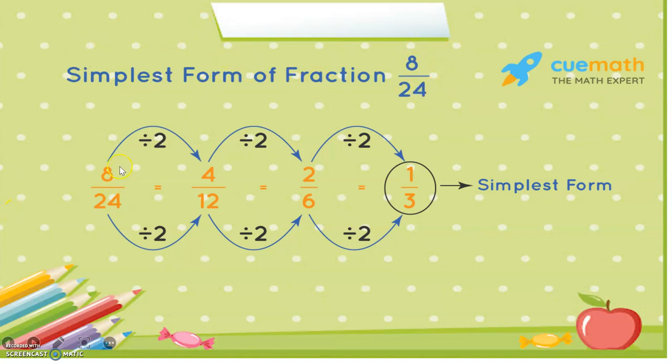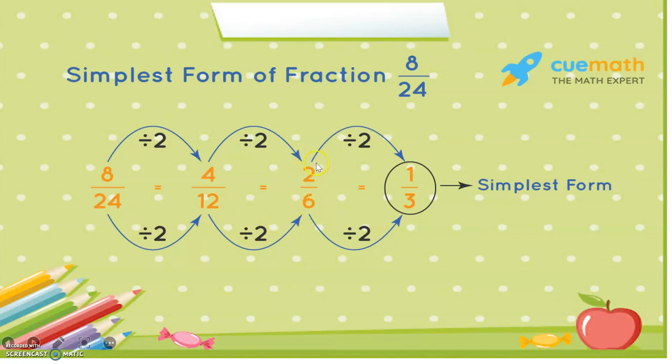So first, 8 over 24, you divide by 2. 8 has a factor of 2 and 24 has 2 also, a common factor. So 8 divided by 2 equals 4, and 24 divided by 2 is 12. So 4 over 12 is not yet in simplest form, so we need to divide again. Let's divide by 2 again. 4 divided by 2 equals 2, and 12 divided by 2 equals 6.